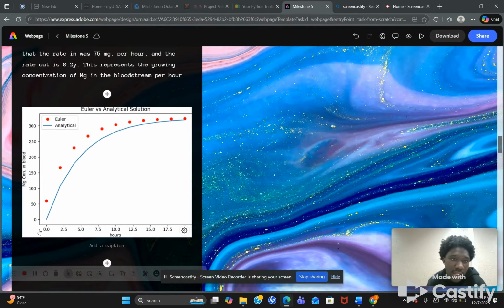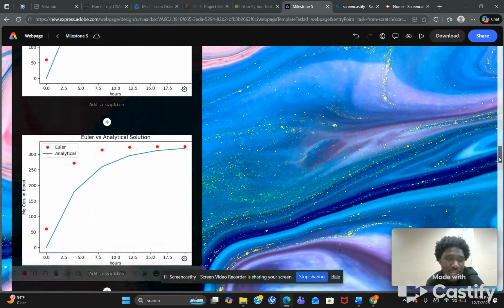And we see that the analytical line is pretty close to the Euler's line. Yes, I said Euler's, not Euler's. Now with a step size of 4, we can see it's a little bit more off. It's not as close as it should be, but that's okay. So we're going to do some more analysis.